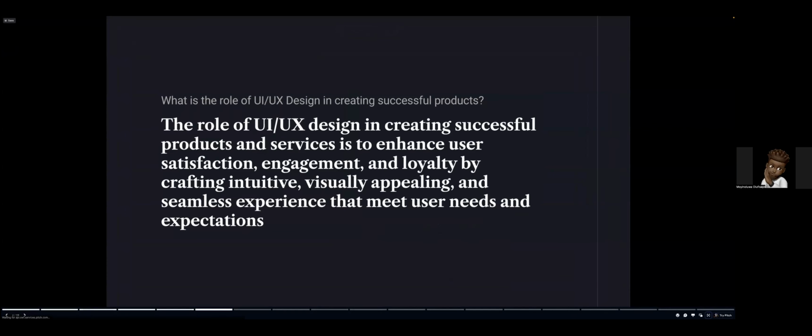So what is the role of UI UX design in creating successful products? The role of UI UX design in creating successful products and services is to enhance user satisfaction, engagement, and loyalty by crafting an intuitive, visually appealing, and seamless experience that meets user needs and also expectations.